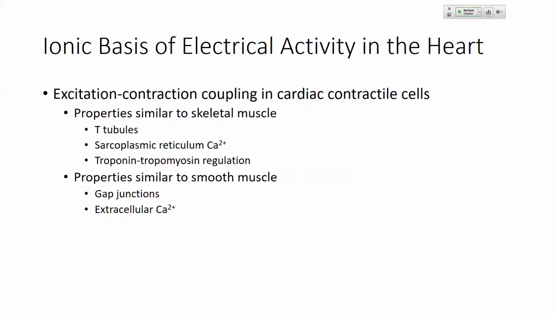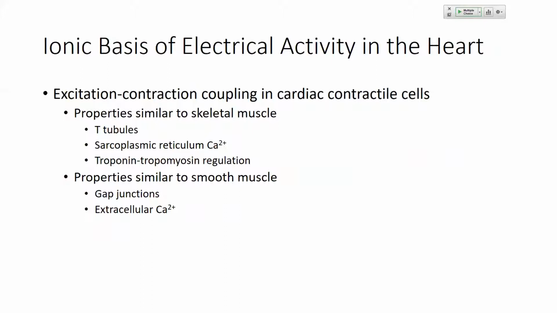How does calcium bring about muscle contraction in cardiac muscle? So excitation-contraction coupling specific to cardiac muscle. Okay, that's what we're going to talk about now. So we've seen this process before. Calcium comes in, it binds to troponin, it moves tropomyosin out of the way, and it brings about cross-bridge cycling. So that process is something we're familiar with, and it's very similar in cardiac muscle.